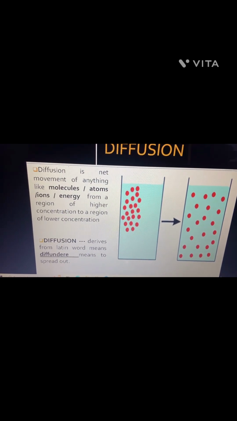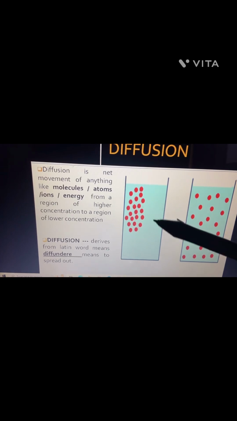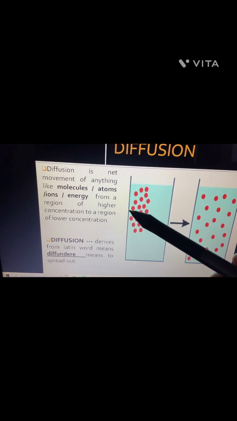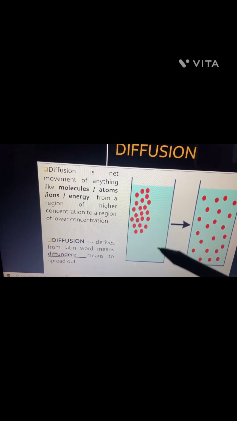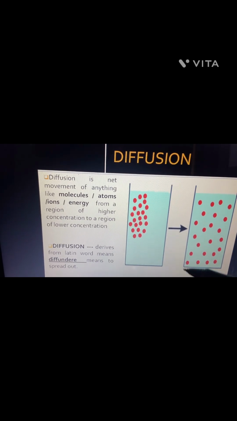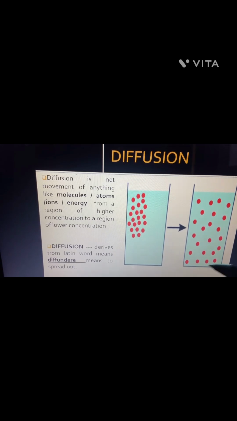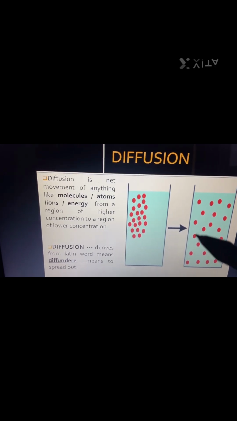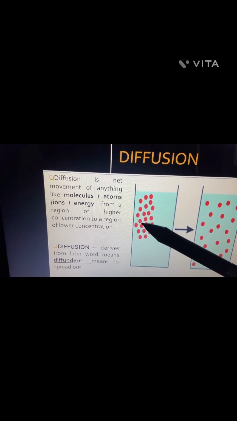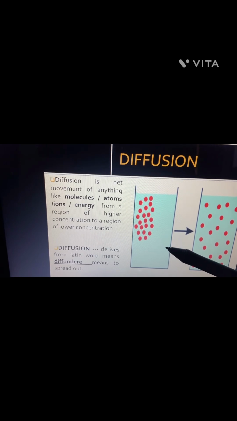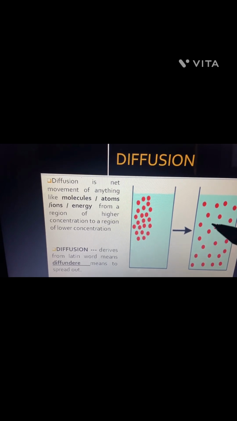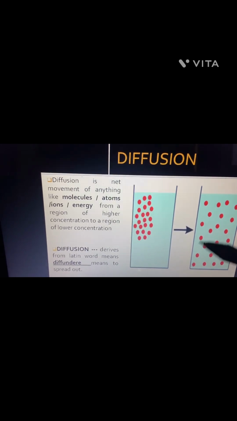Friends, diffusion is a net movement of anything, like any molecules, ions, atoms, or energy from the region of high concentration to the region of low concentration, so that the molecules get equally dispersed or spread out into the solution. So we can say that it is a net movement of anything from the region of high concentration to the region of low concentration. Diffusion derives from the Latin word diffundere, which means to spread out.